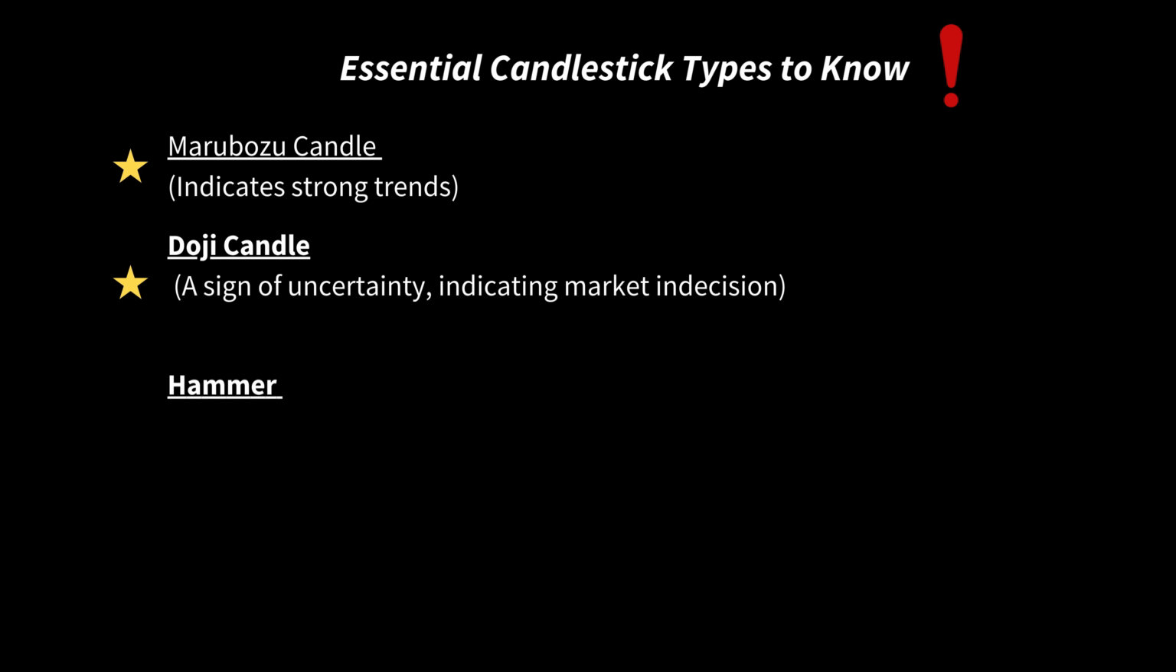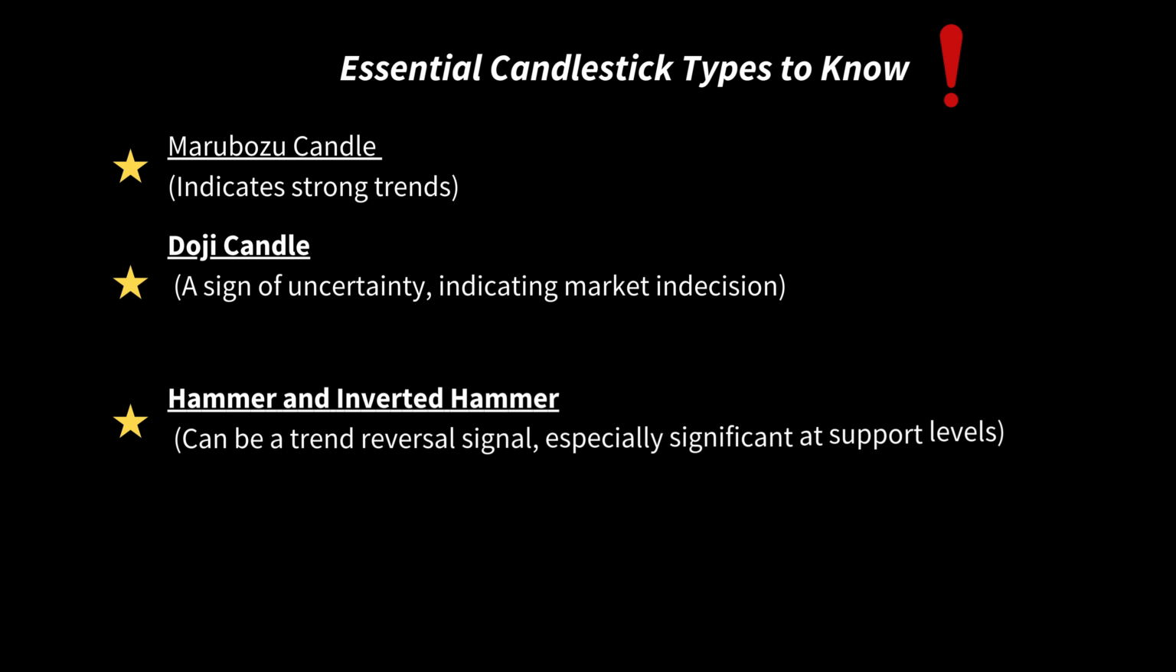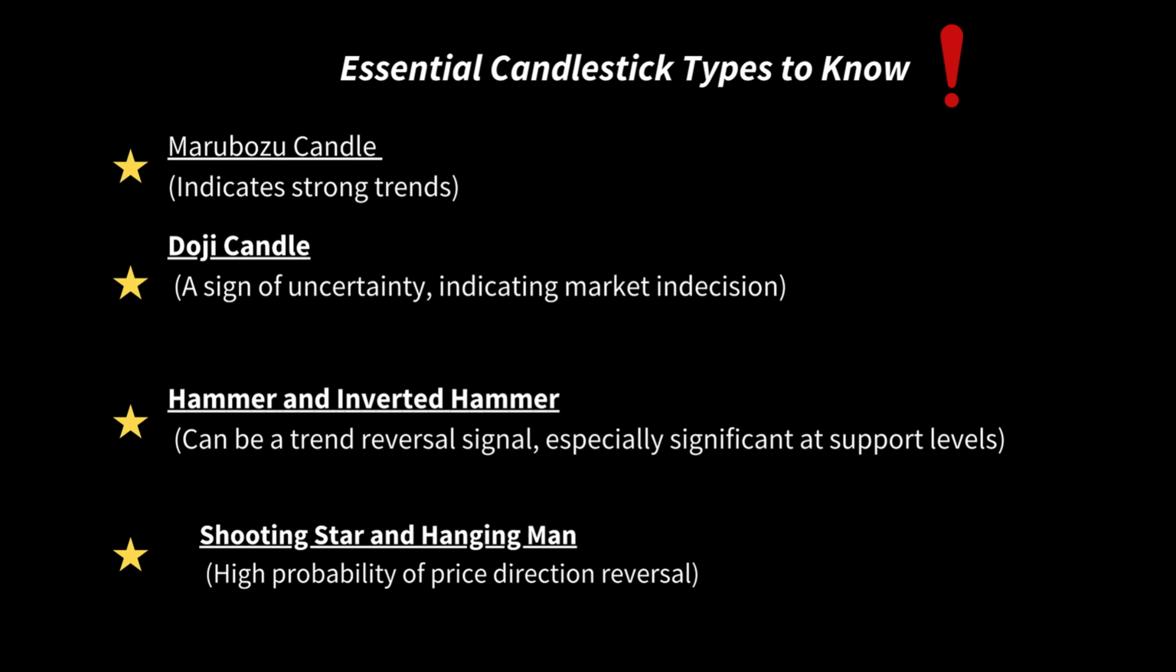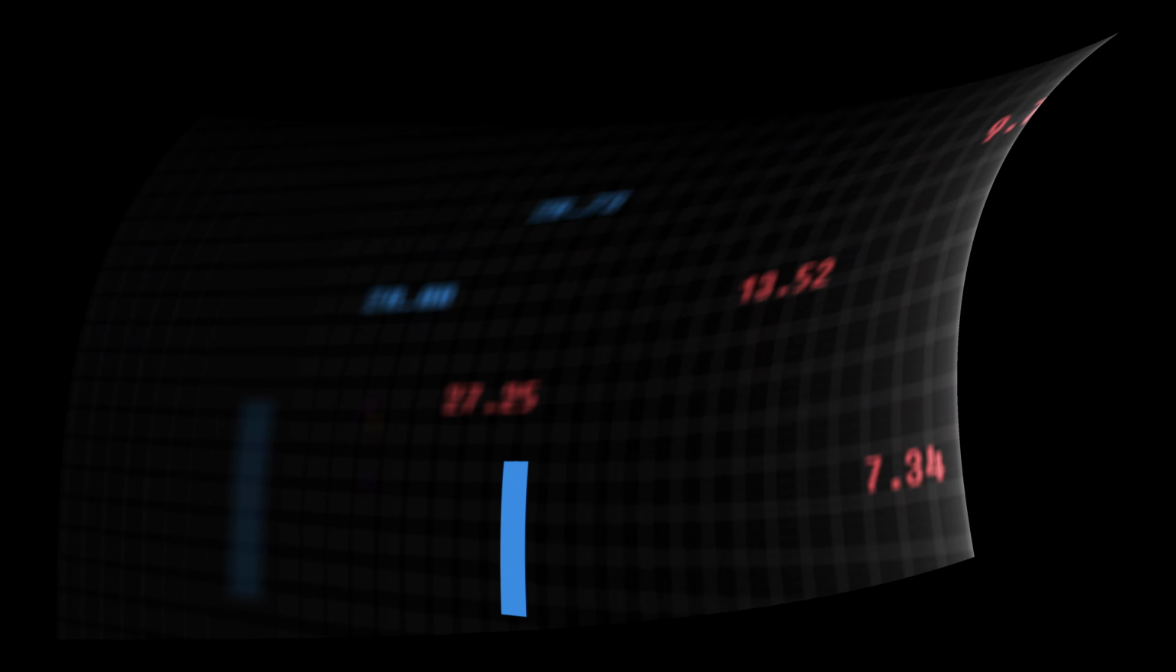Essential candlestick types to know. 1. Marubozu candle indicates strong trends. 2. Doji candle, a sign of uncertainty, indicating market indecision. 3. Hammer and inverted hammer can be a trend reversal signal, especially significant at support levels. 4. Shooting star and hanging man, high probability of price direction reversal.